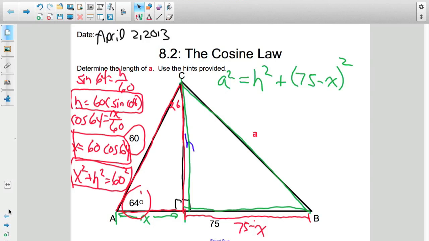Wait, but if you were to put a, b, c, which one would be which? Don't think of a, b, c. All the Pythagorean theorem says is the hypotenuse squared. So which was the hypotenuse? a. So a squared is equal to the sum of the squares of the other two sides. So it's h squared, which is this side, and then 75 minus x, that's a value. That's why it has to be quantity squared, whatever that value is, 75 minus x. Okay?